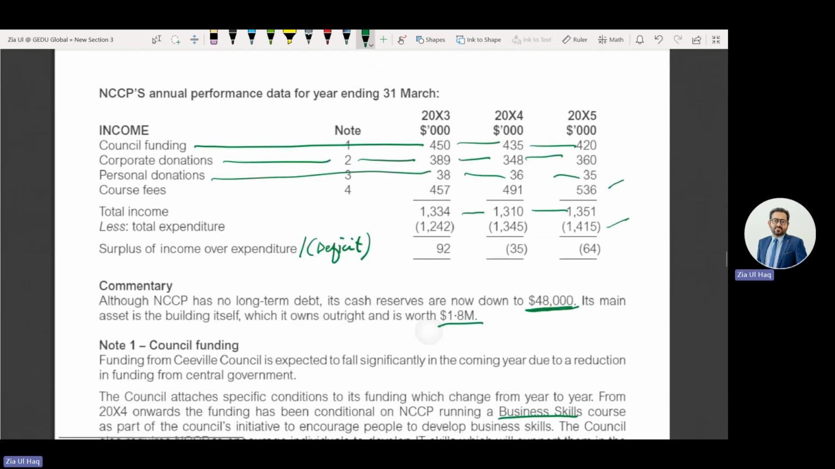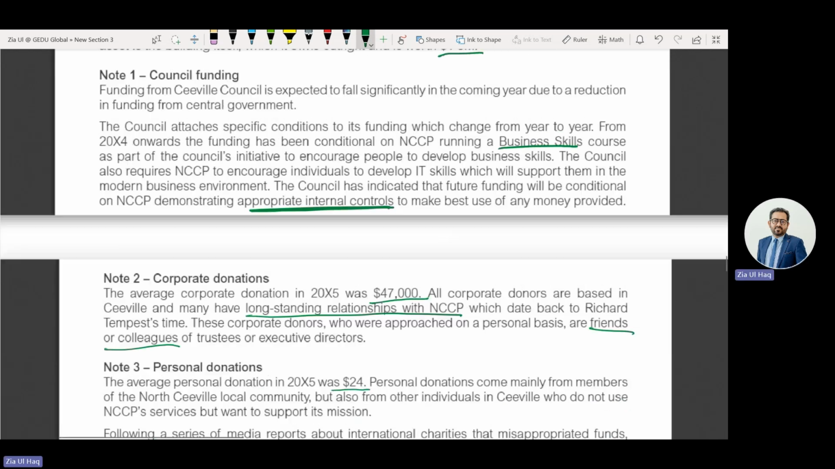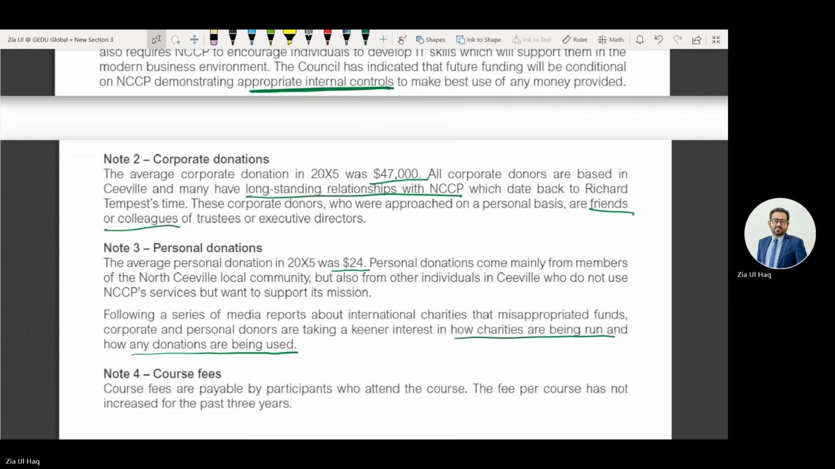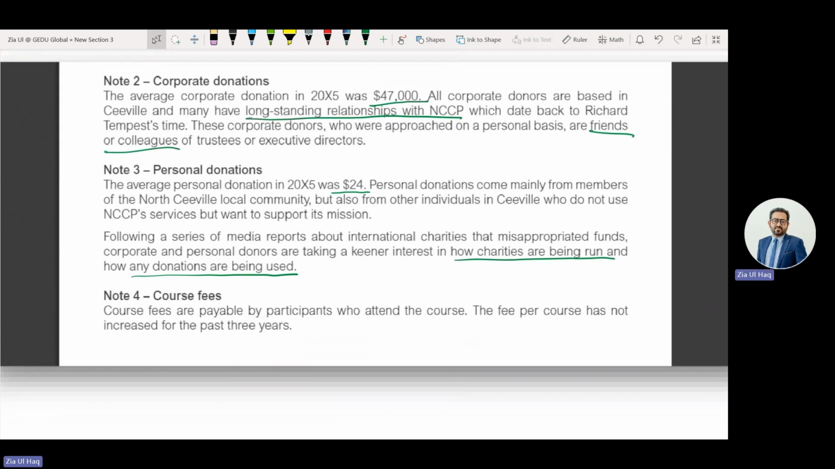Note 4, that is course fee, as compared to the previous year has increased. Course fees are payable by participants who attend the course. The fee per course has not increased for the past 3 years.